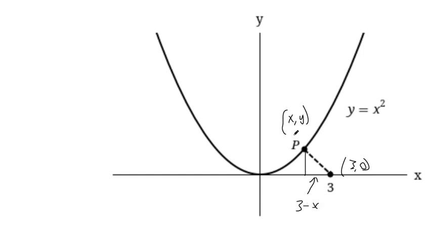Because let's say x was 2. Then this distance is 1, right? Because 3 minus 2 makes 1. And then same thing up here. We don't know this distance because it depends on where we choose our point P. But we know it's going to be y minus 0. So we can just write y there.